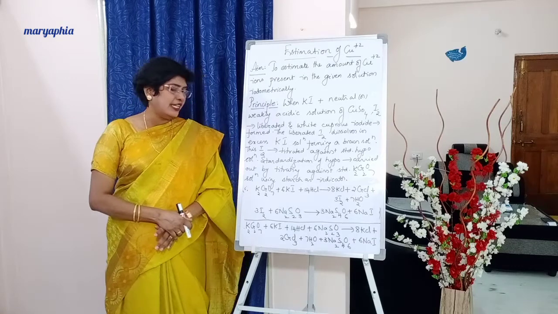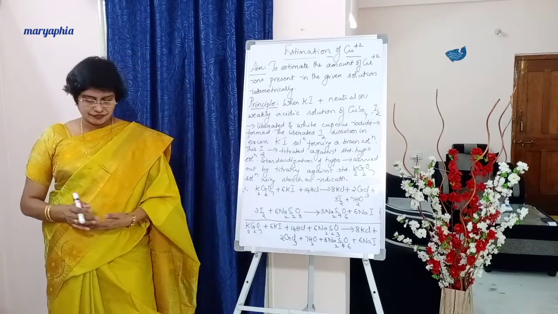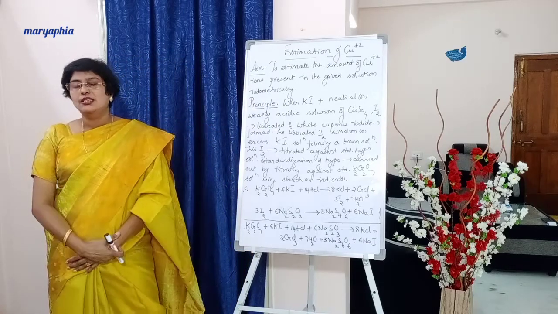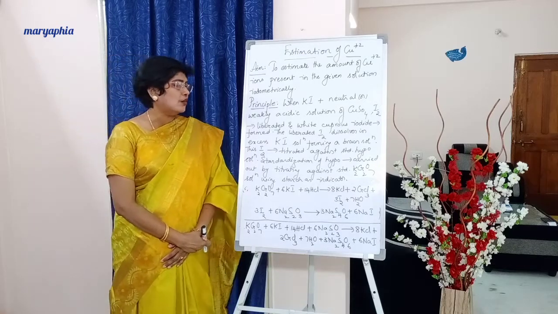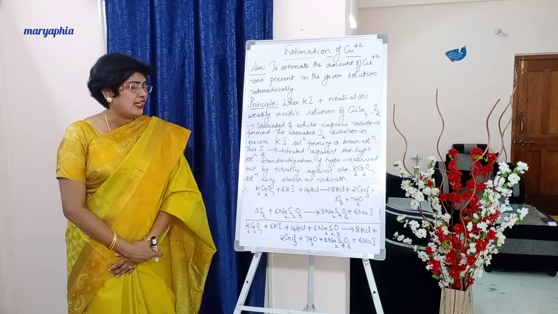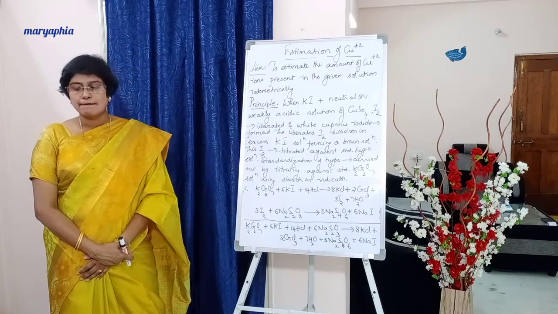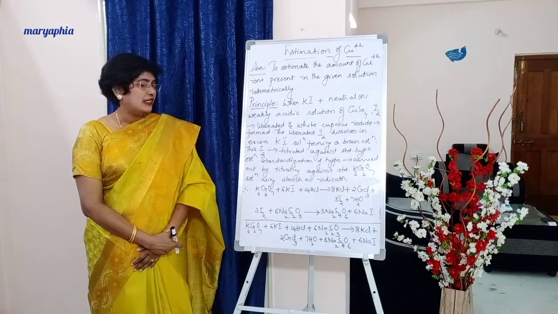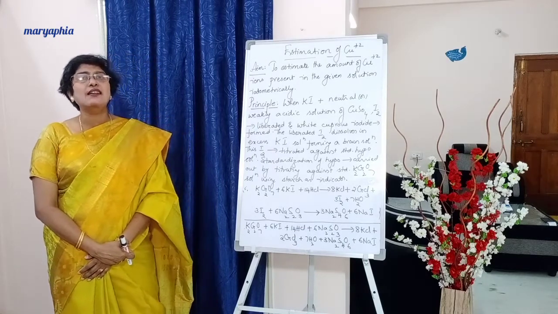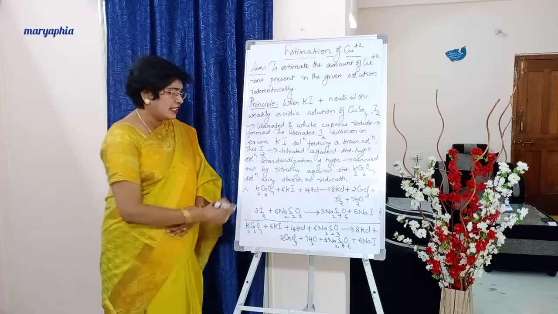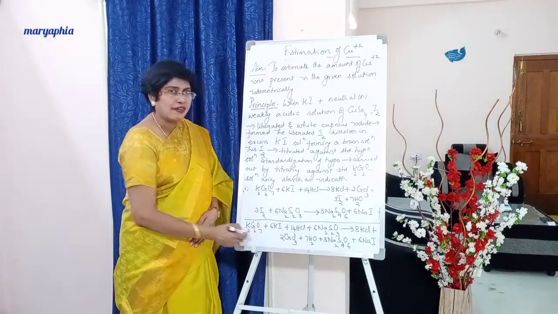3I2 plus 6 Na2S2O3 gives rise to 3 Na2S4O6 plus 6 NaI. This Na2S4O6 is called sodium tetrathionate. Next, adding these two reactions, students, we can write the final step.